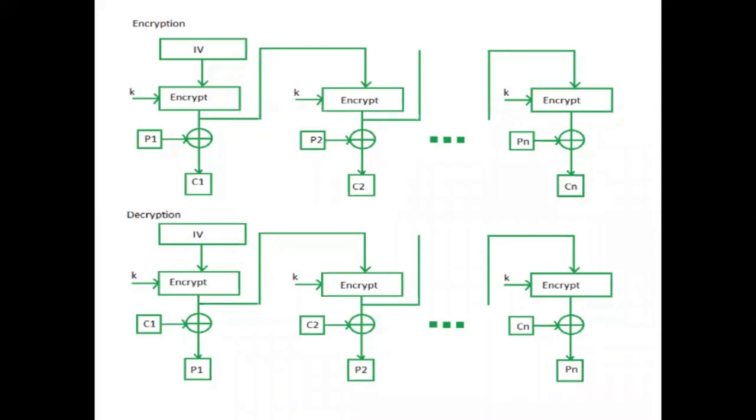Similarly, let us see the decryption. The decryption process: initial vector, here it is decrypt, not encrypt. You are performing with the key K, and that output with the C1 you are performing the XOR to get the P1. Just it is reverse. In encryption you perform with the P1 to get C1. In decryption you perform XOR with the C1 and you will get the P1. The output is given to the next block. Similarly, it continues to convert the cipher text into plain text. So this is the output feedback mode.